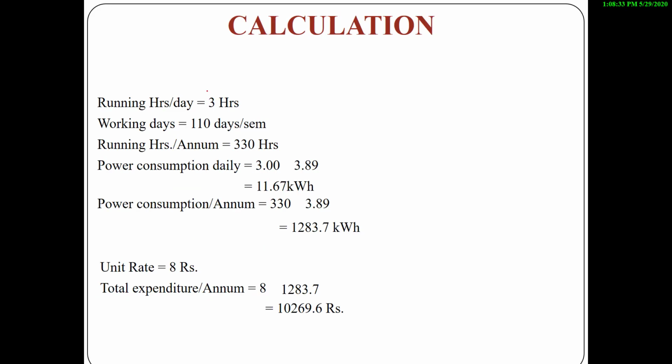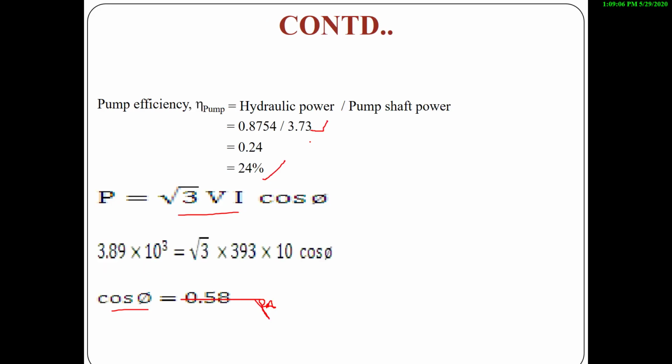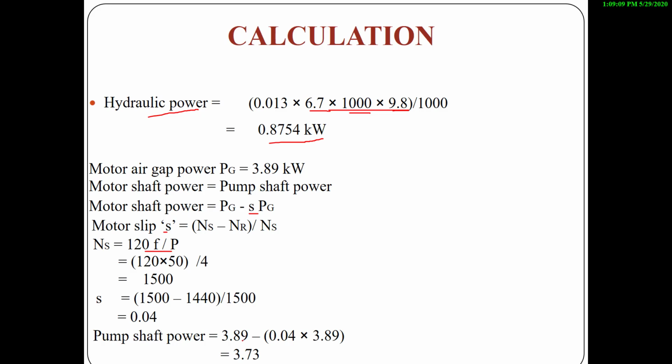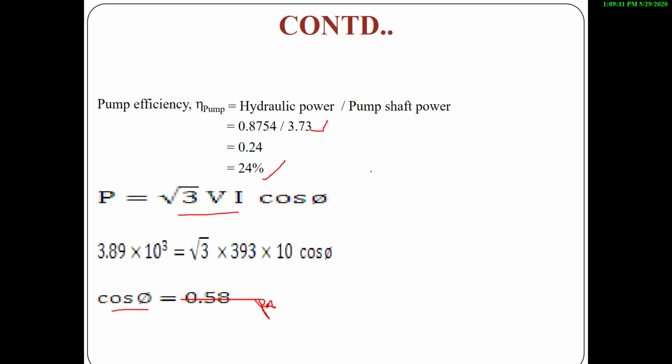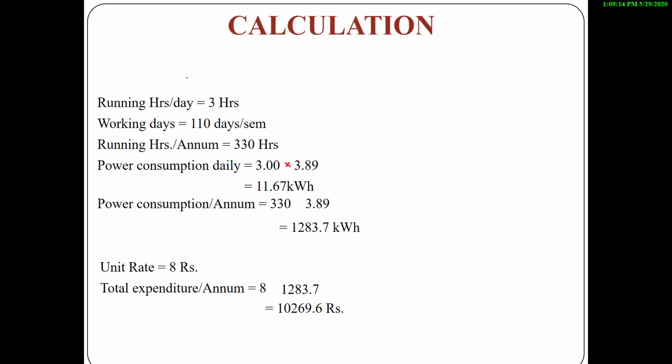Next is the calculation for expenditure, total expenditure per annum. Here they have considered 3 hours, 110 days per semester, and running hours per annum is 330 hours. Next is power consumption daily, where this mark is a multiplication. Daily consumption is 3 hours into 3.89, that is the calculated power mentioned in the previous slides. 3.89 is the power. Next we will calculate the daily consumption.